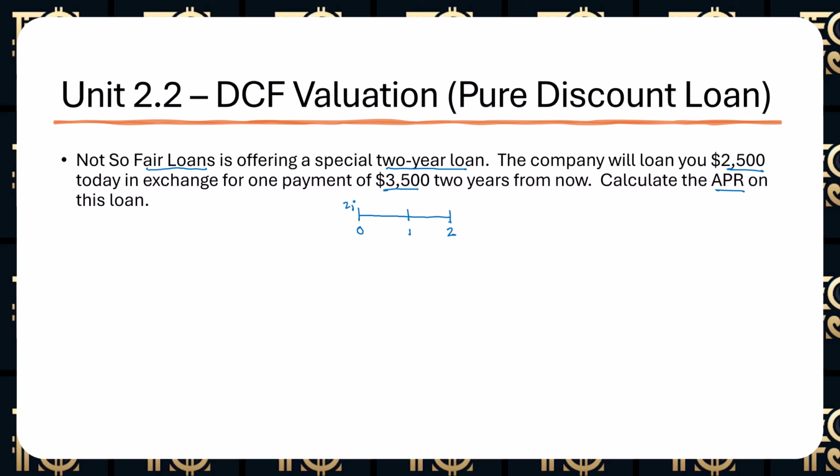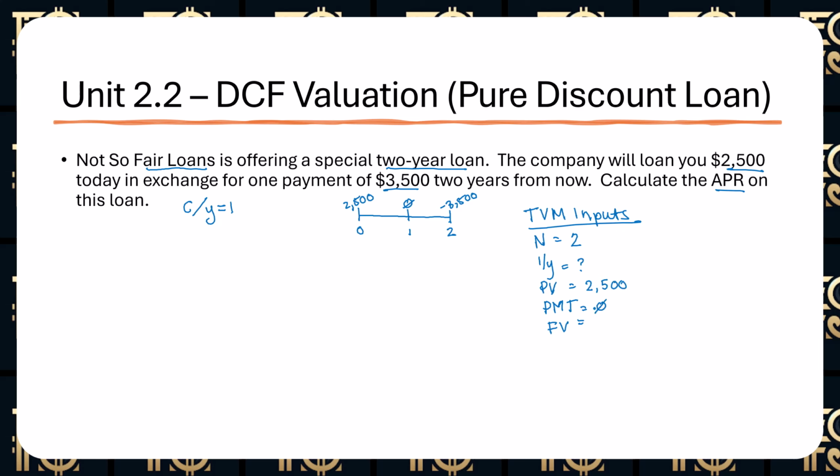Notice that we are going to receive $2,500 today. That's a time 0 cash flow. That's an inflow. And then we are going to pay back $3,500 exactly 2 years from today. We want to know the implied annual percentage rate on this loan. Okay, my N is 2. There's no multiple compounding periods in this example. The compounding periods per year is 1. This is annual compounding. Our interest rate is what we're trying to find, and that will be an annual percentage rate. The present value is a positive $2,500.